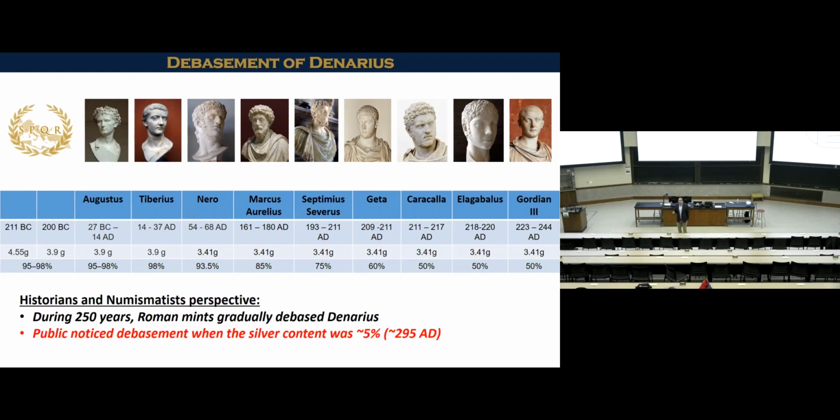So at that time, the public realized that there was something going on. Before that, for about 250 years, the public never realized how that could happen, that you decrease the amount of silver to 5%, but the coins still look nice and fine, shiny and fine. So that was one of the questions we tried to answer: how they managed to do it.